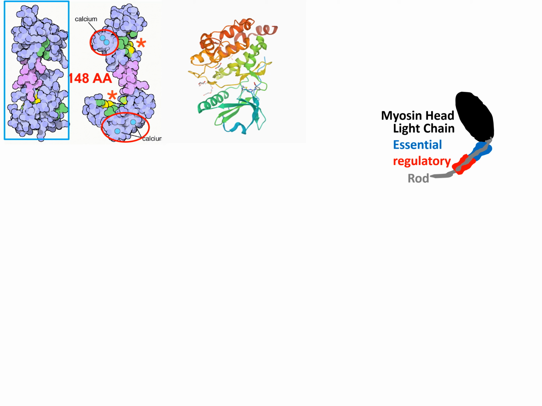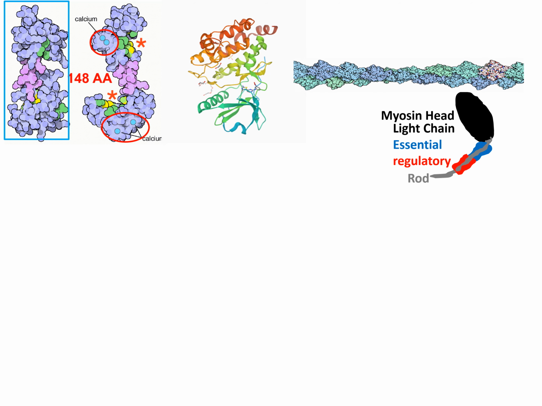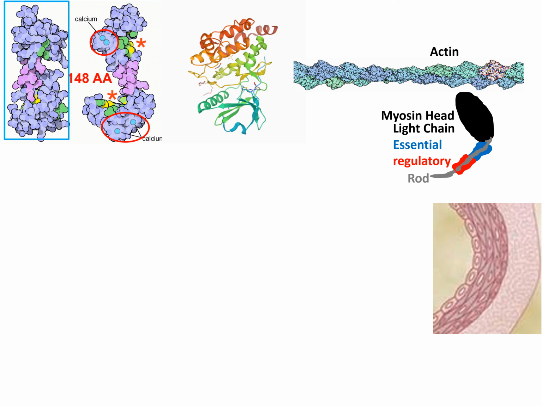So whenever we activate the myosin light chain kinase, it is going to phosphorylate the regulatory part of the light chain and is going to increase its interaction with actin. So now the myosin head will interact with actin, and that will lead to a contraction in the smooth muscle in the coronary arteries.